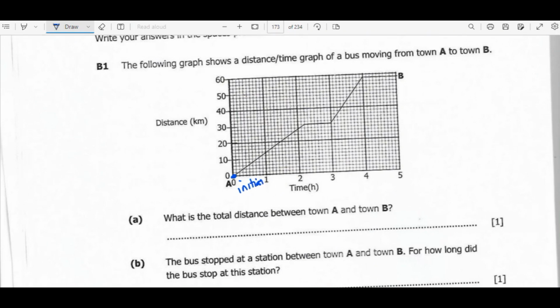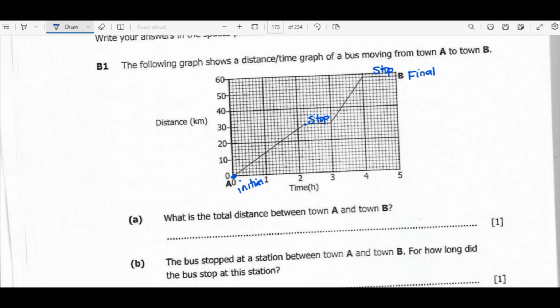Whenever we have a line that is parallel to the x-axis, it indicates a stop. So our first stop is on this point here. It's like a journey: you start a journey, then along your journey you stop, maybe to get something. So that stop on the graph is denoted by a line parallel to the x-axis. Then the second stop is this one, and according to the information, B is the final point where the journey ended.